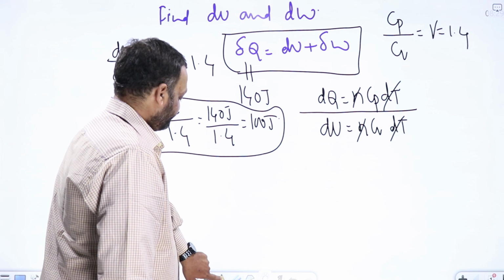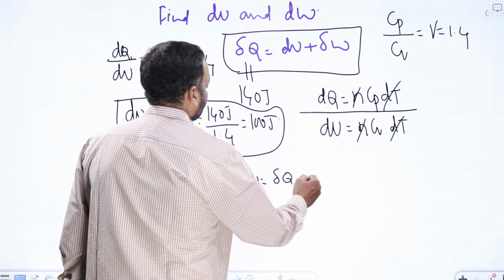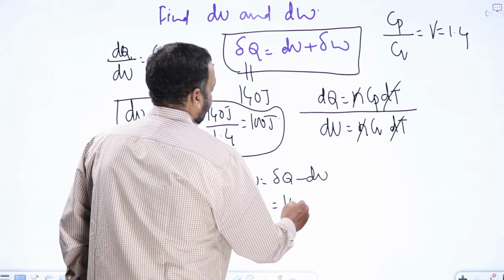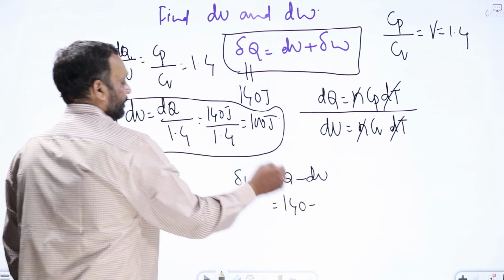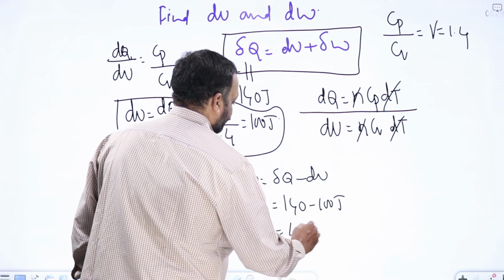Therefore, delta W equal to delta Q minus dU. We can write 140 joules of heat given, dU equal to 100 joules, just now we have found. Therefore delta W equal to 40 joules.